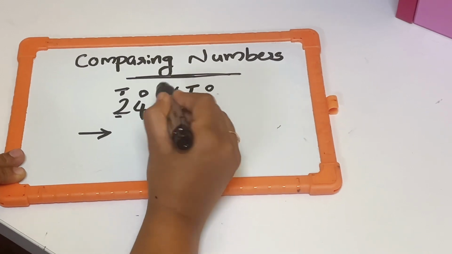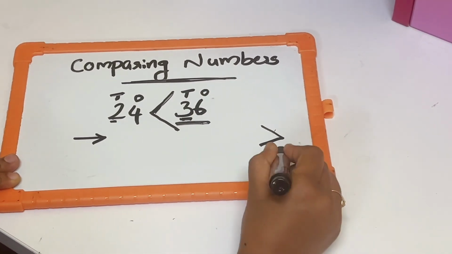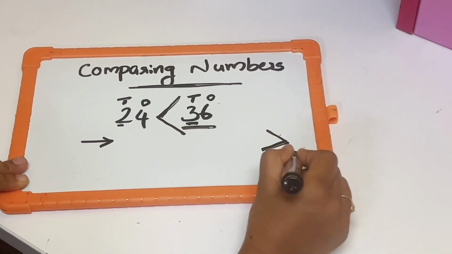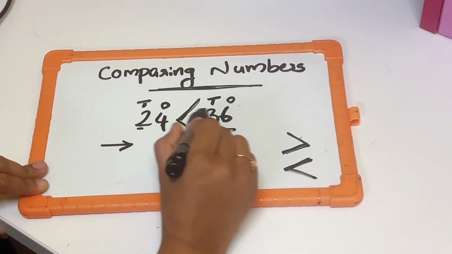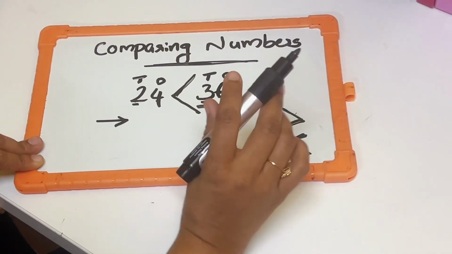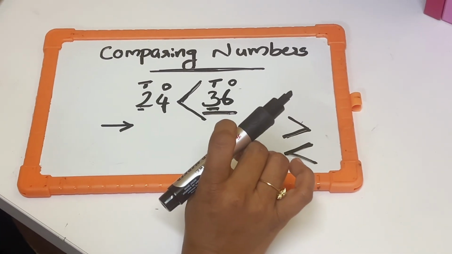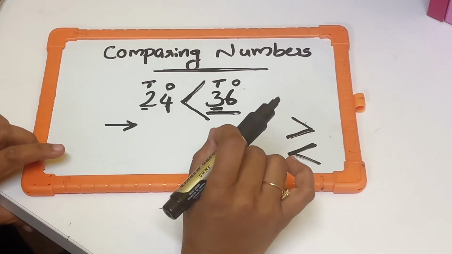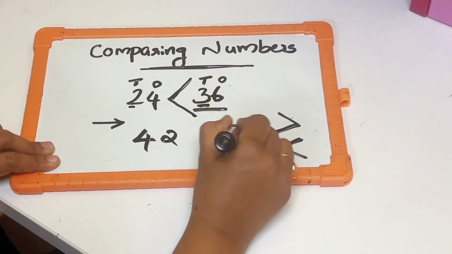So how to say this one? Because this is the greater than symbol, and this is the less than symbol. So this is 24 less than 36. 24 less than 36.